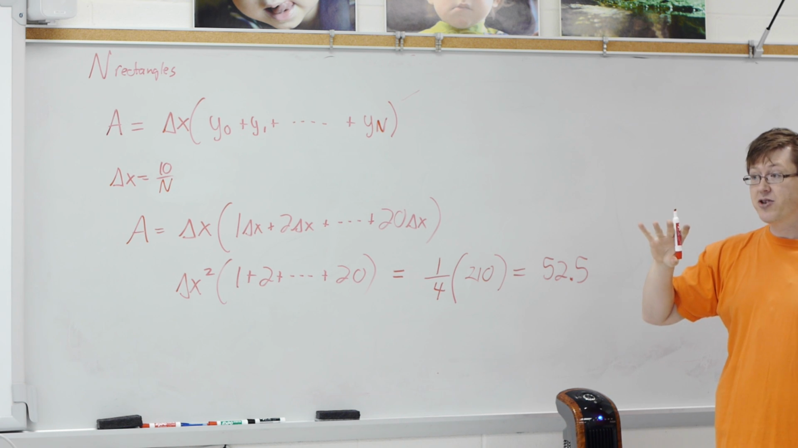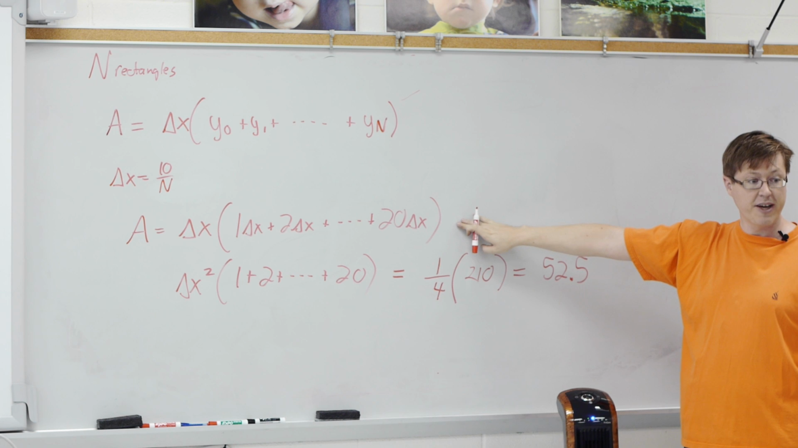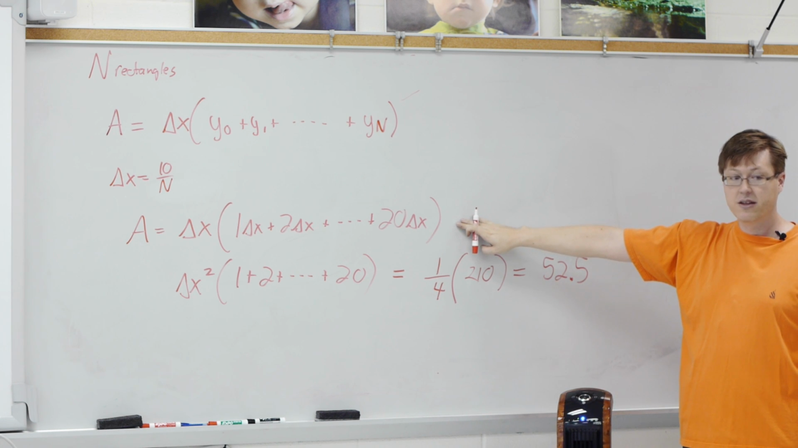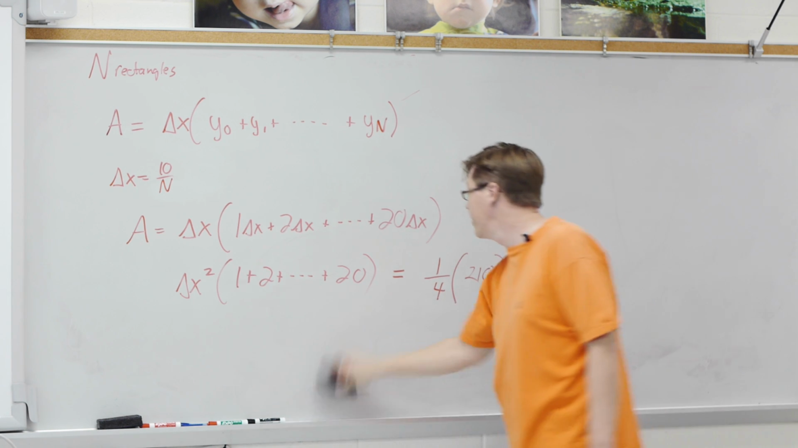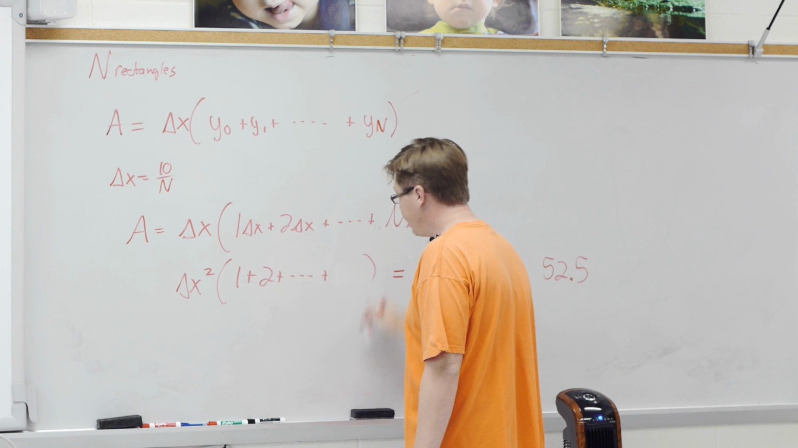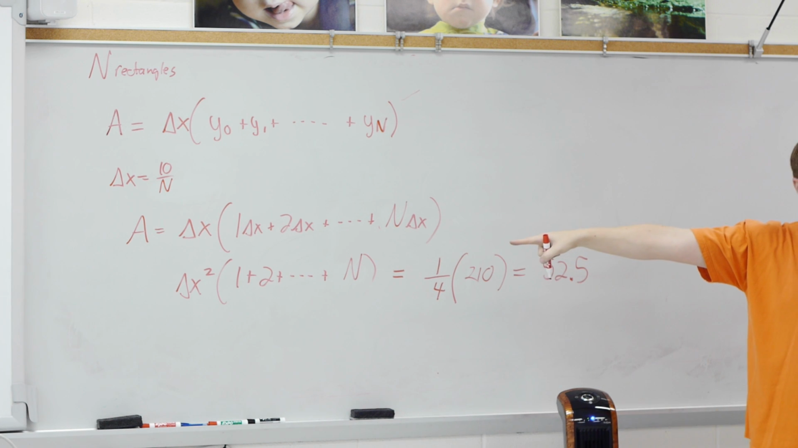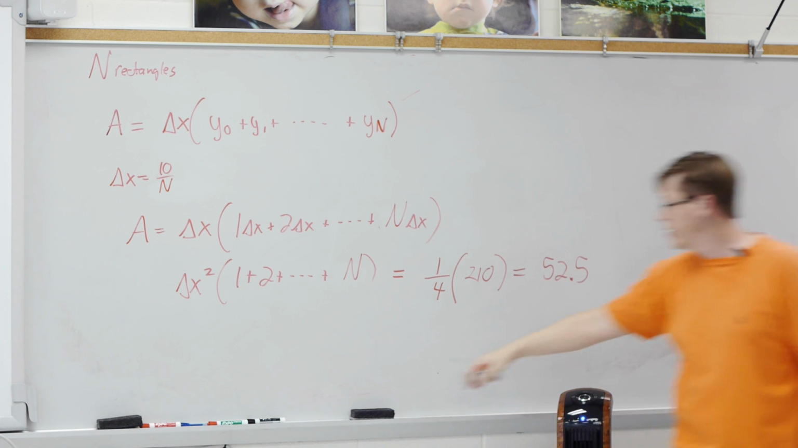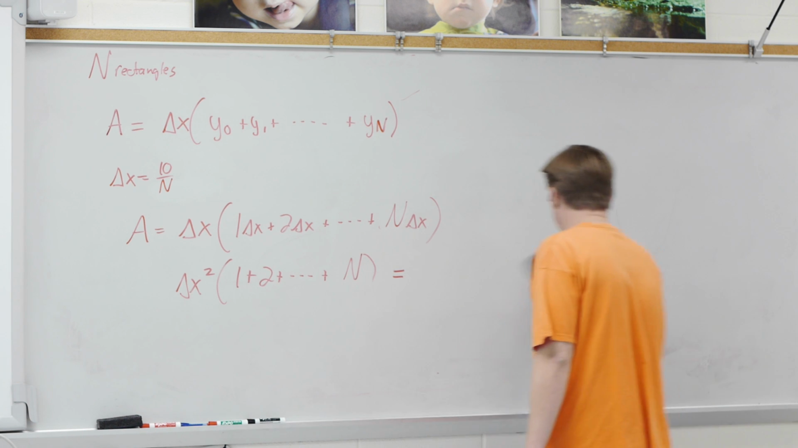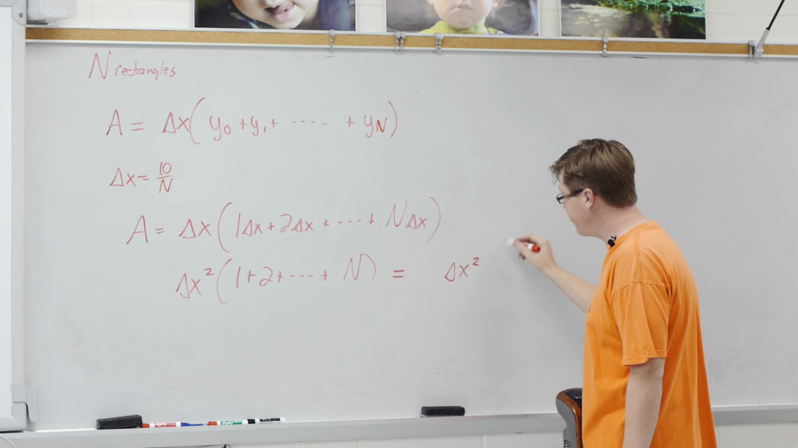Because that's really all that changes. The rest is just plugging that in, because now, what's different in this line? N instead of 20. So that means this is n instead of 20. Is that still a delta x squared in the front? Yes. So that still factors out. So what I have now is delta x squared times, and this is a formula.